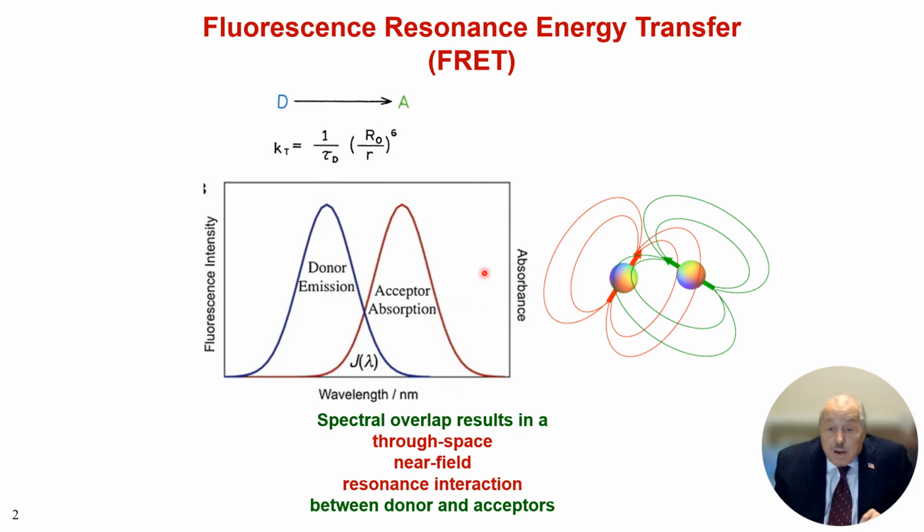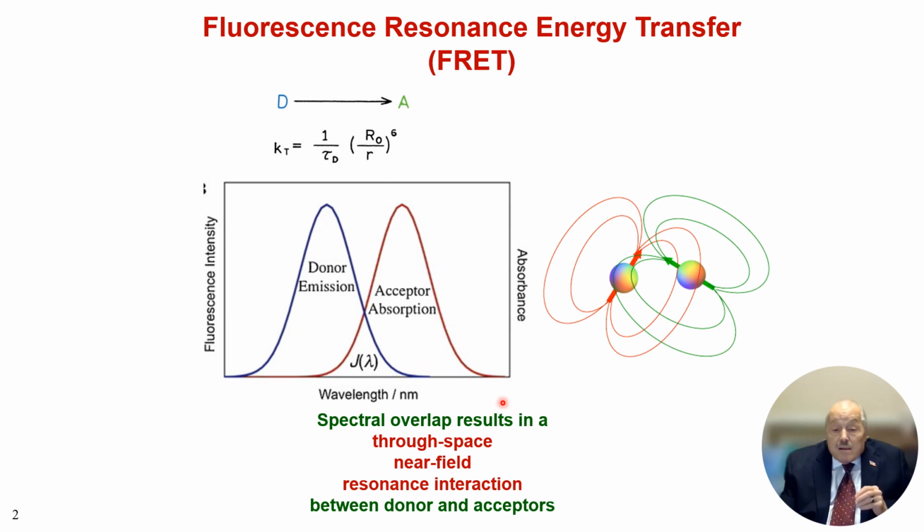So what is FRET? FRET is a way of transferring energy from a donor molecule to an acceptor molecule. The donor has to be fluorescent. Typically, the acceptors are also fluorescent, but they need not be. The most important thing is that the acceptor's absorption spectrum has some overlap with the emission spectrum of the donor. So the donor emission spectrum has to overlap with the acceptor absorption spectrum.